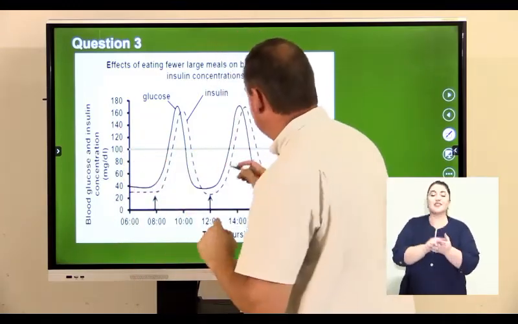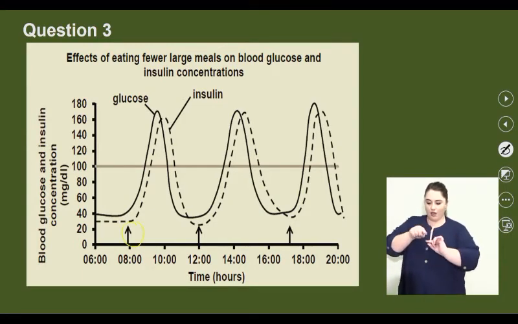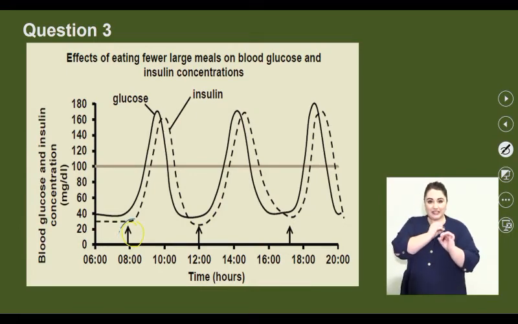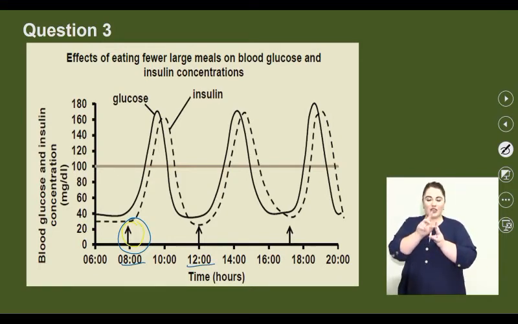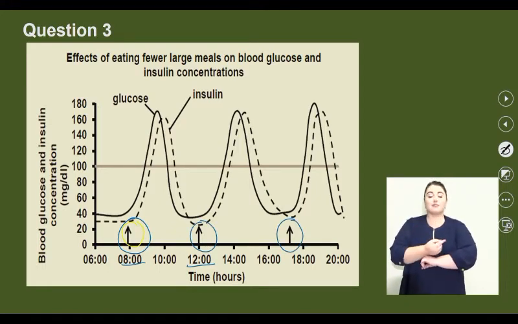Let's have a look. So we start off here at 8 o'clock. The arrows indicate meals. So here we start off, and we see here the person at 8 o'clock had a meal. At 12 o'clock, the question paper told me, had another meal. And here the person had another meal. So three times a day, he or she ate.